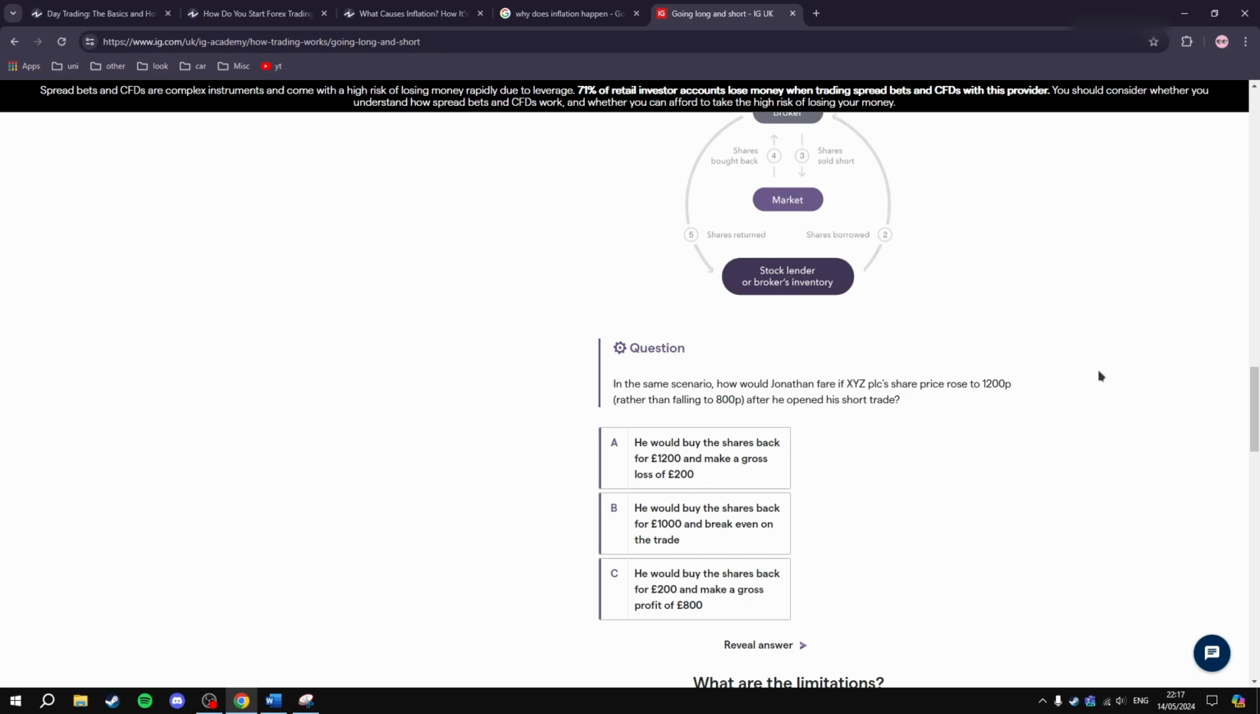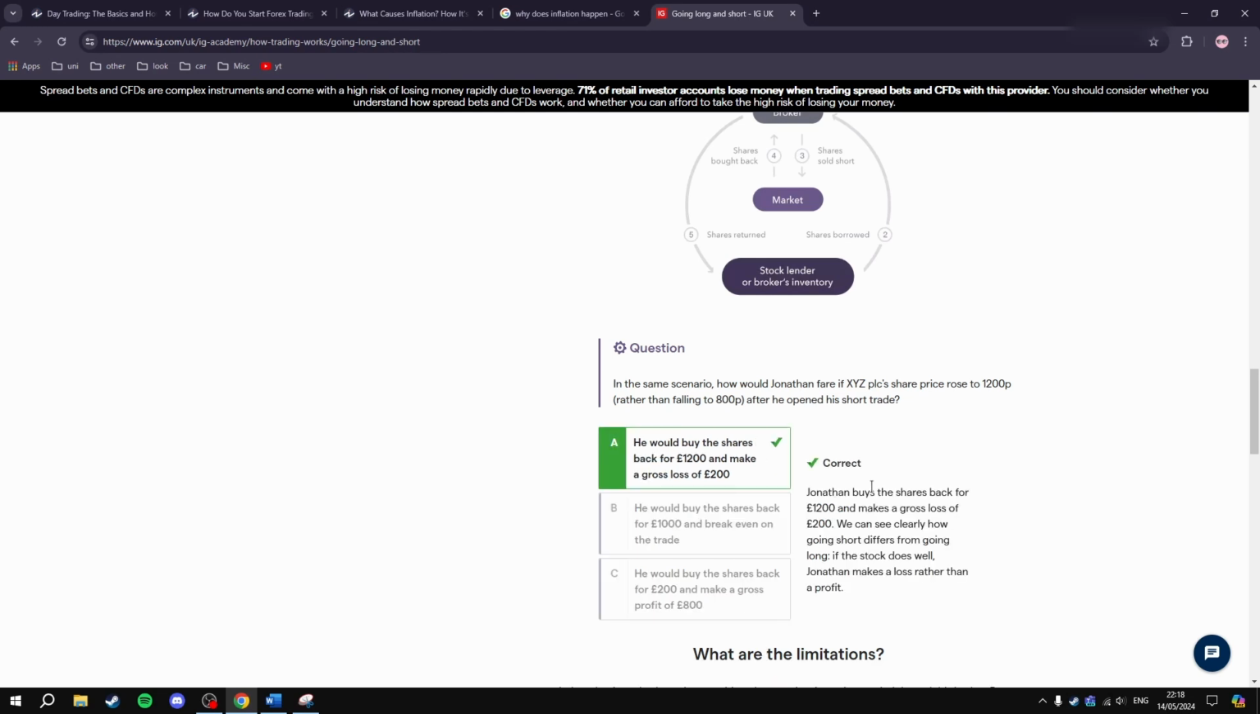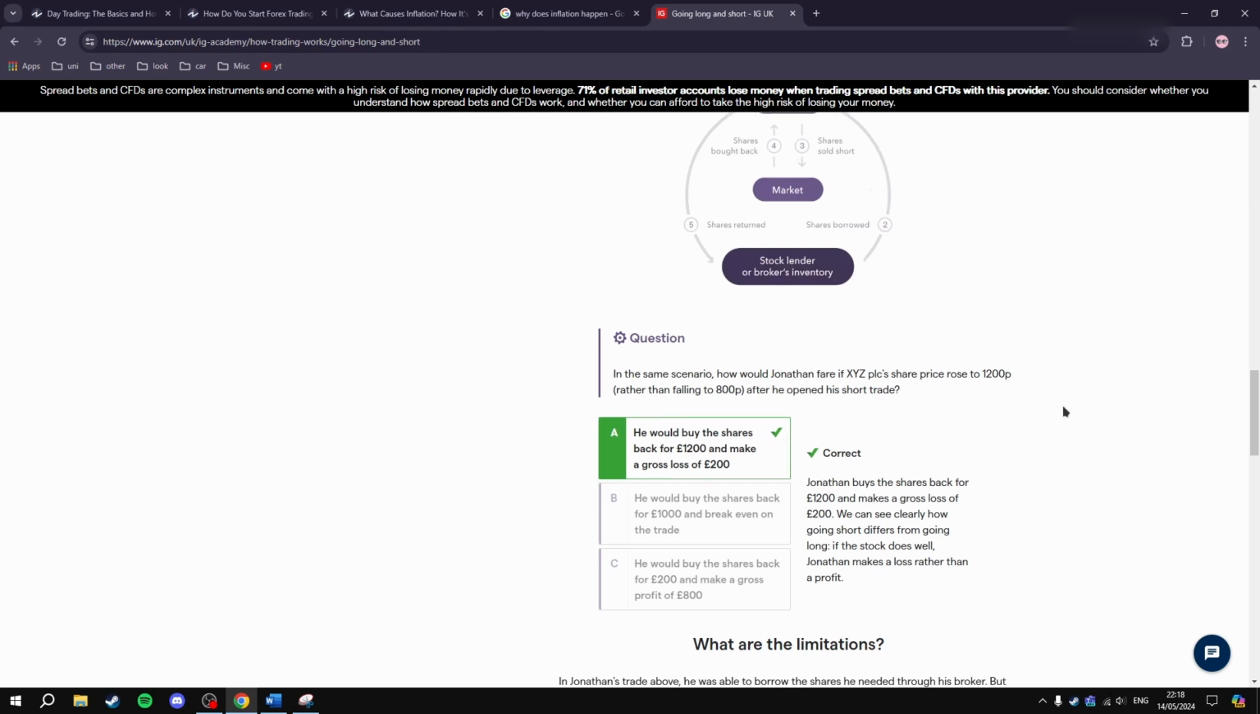Question: in the same scenario, how would Jonathan fare if XYZ's share price rose to 1,200 pence rather than falling to 800 pence after he opened his short trade? Definitely not break even. Loss. Jonathan buys his shares back for £1,200 and makes a gross loss of £200. We can see clearly how going short differs from going long. If the stock does well, Jonathan makes a loss rather than a profit.